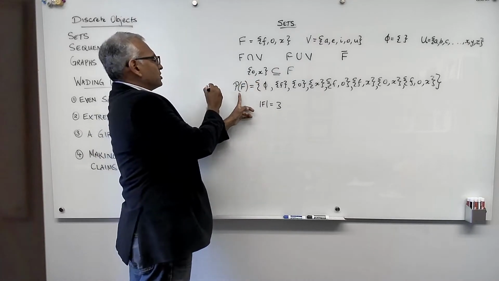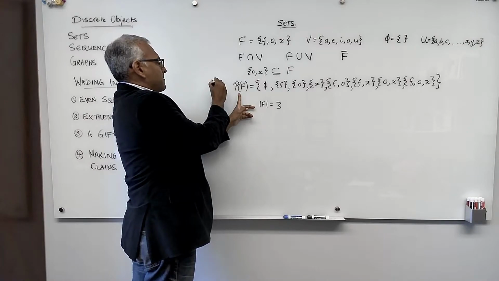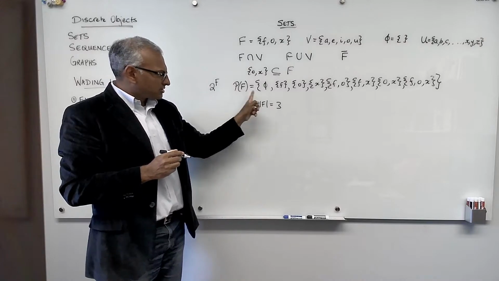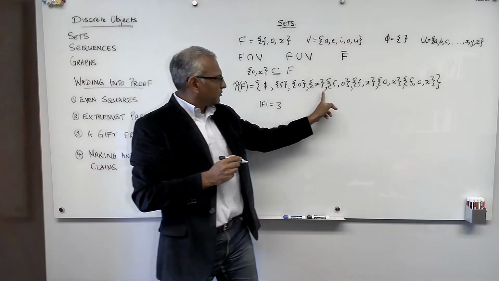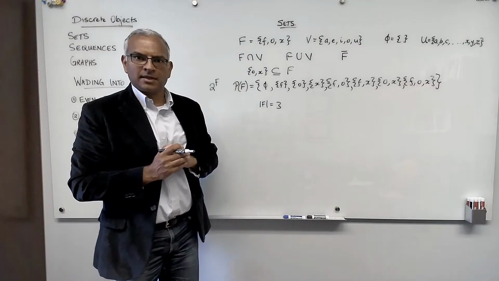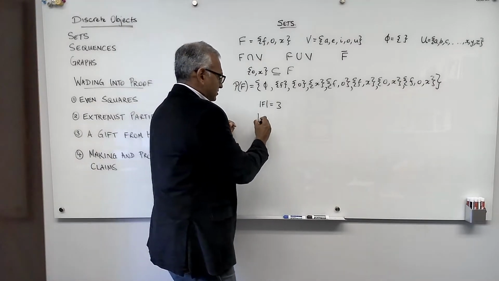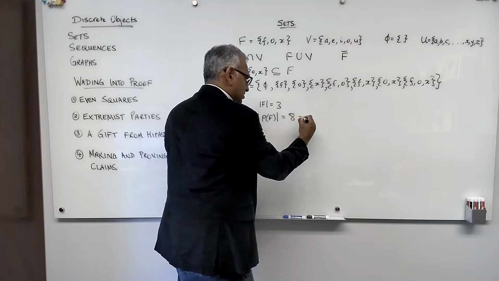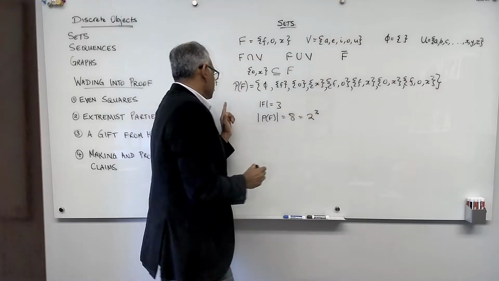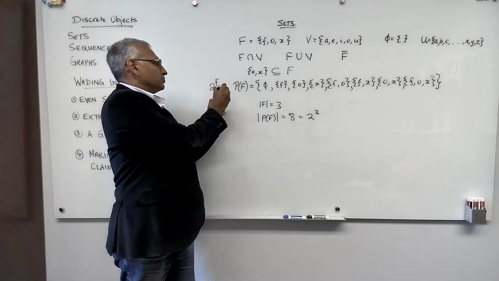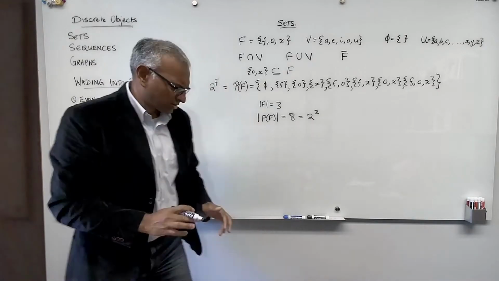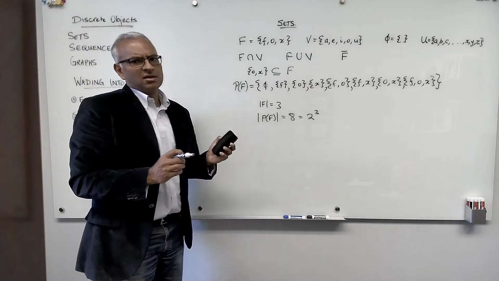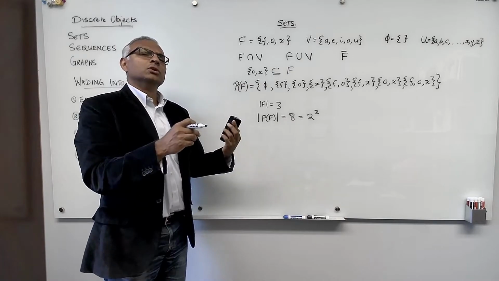Some people use the notation 2 to the F to represent the power set of F, and you'll see why shortly. Because look at the size of this guy. This has 1, 2, 3, 4, 5, 6, 7, 8 entries. So the size of the power set of F is equal to 8, which is 2 raised to the power 3. That's sometimes why people use the notation 2 to the F, but we're not going to use that notation. It's a pretty confusing notation, because F is a set. How do you raise 2 to the power of a set?